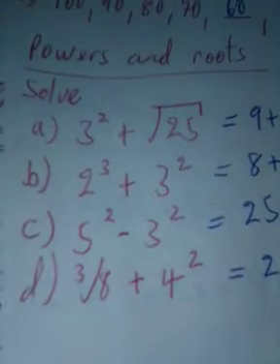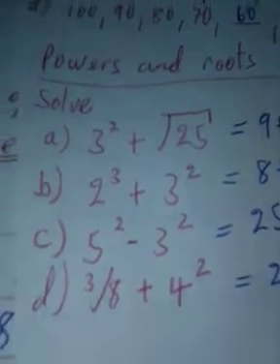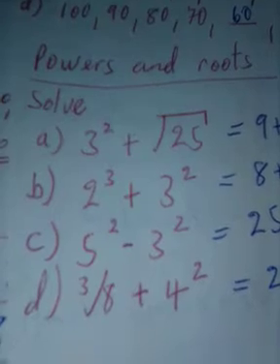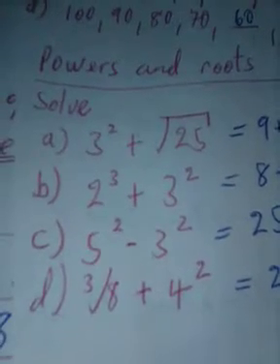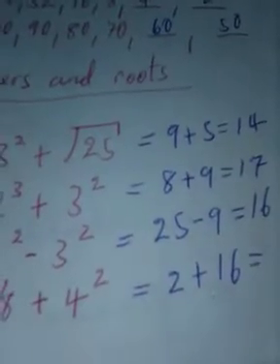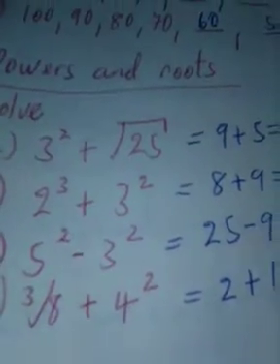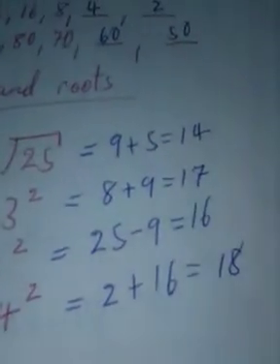The cube root of 8 plus 4 squared. 2 times 2 times 2 is 8, or 2 to the power of 3 is equal to 8. Therefore, the cube root of 8 would just be 2. 4 squared is 4 times 4, which is 16. 2 plus 16 is equal to 18.